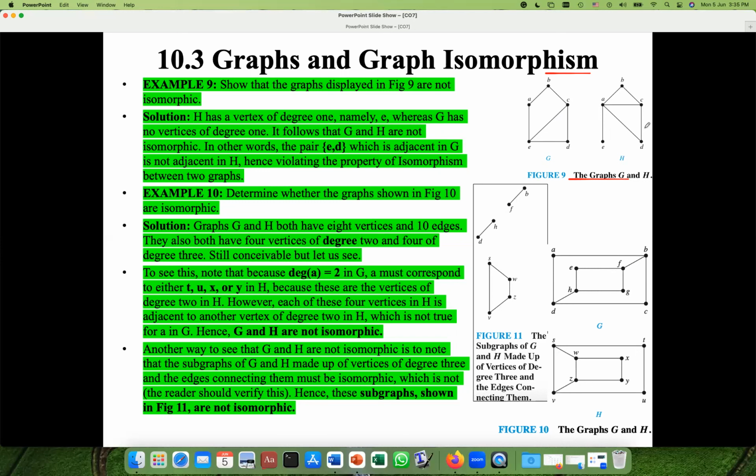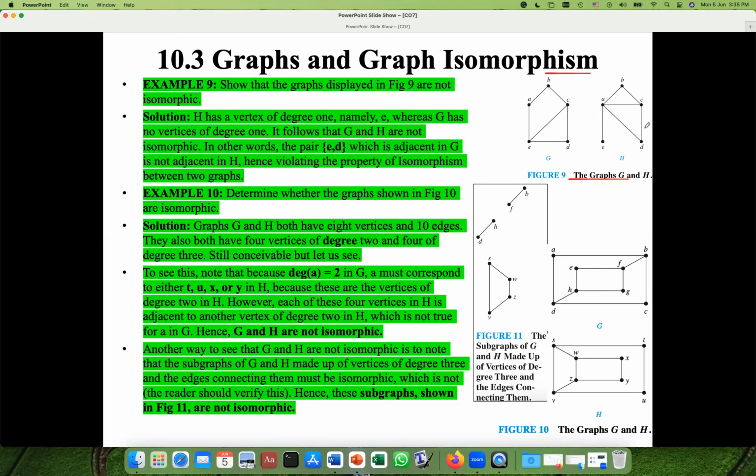No, they are not. So now the next thing is, in the first step we are counting the degree of each vertex. A has degree 2. Here, in this H, you have one vertex E with degree 1. But here, you don't have any vertex with degree 1.